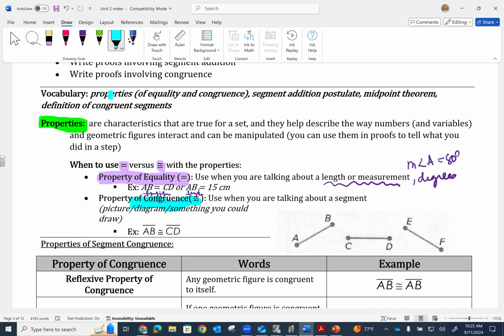What does congruence mean? Congruence means that when you're talking about shapes, a segment or an angle, something that you could draw, you would say they are congruent. So shapes. People could be congruent. You could say AB and CD are congruent. That means that they're the same shape and same size. You could say two triangles are congruent if they're the same shape and size. And so you could say shapes are congruent, but you can't say shapes are equal.